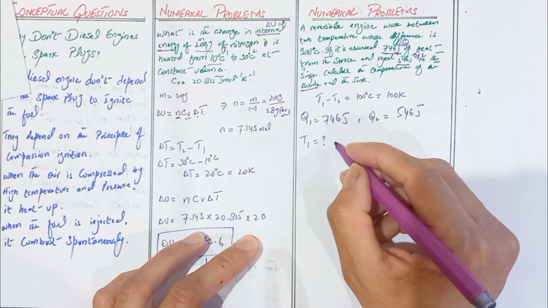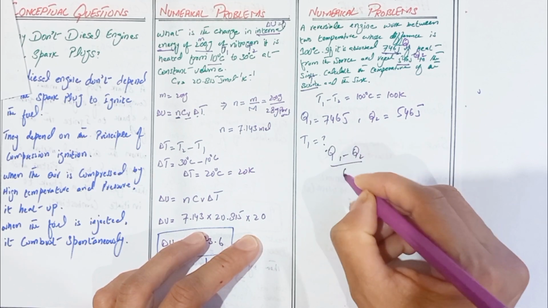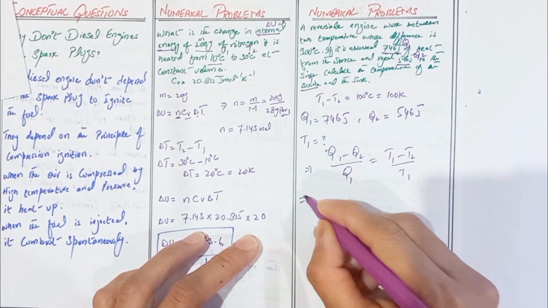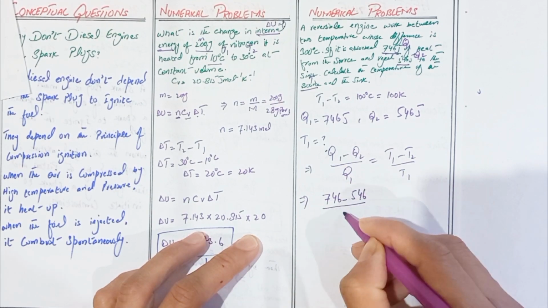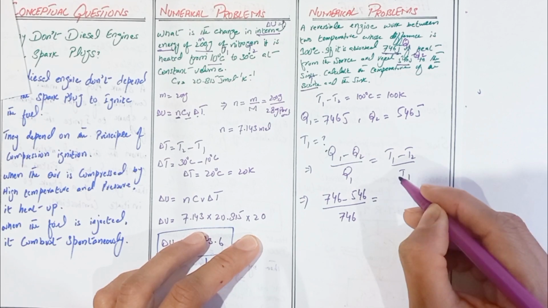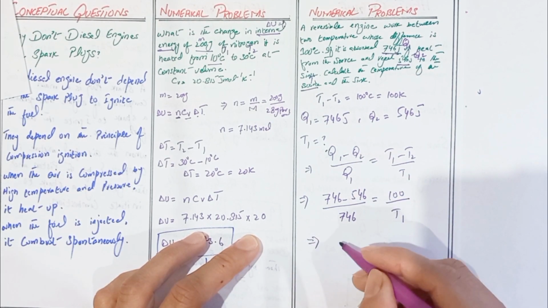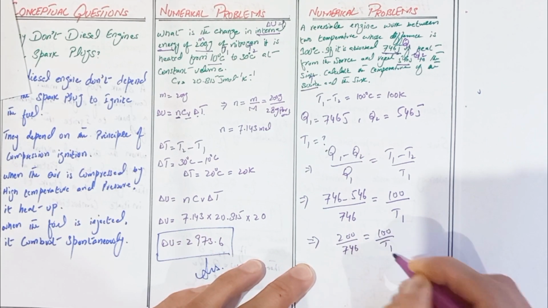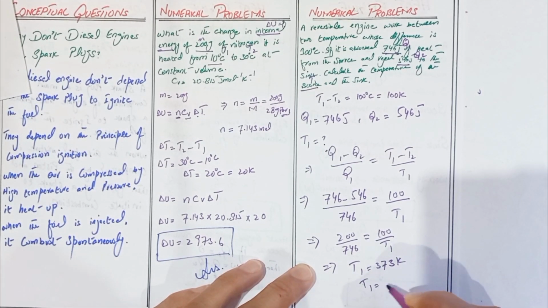We know that the formula of efficiency is (Q1 minus Q2) over Q1 is equal to (T1 minus T2) over T1. So here Q1 is 746 minus Q2 is 546. Our Q1 is 746. The difference of temperature is given 100. Temperature T1 is to be found. So here we can write 200 over 746 is equal to 100 over T1. So we can find T1 that is equal to 373 Kelvin. That is equal to 100 degree centigrade.